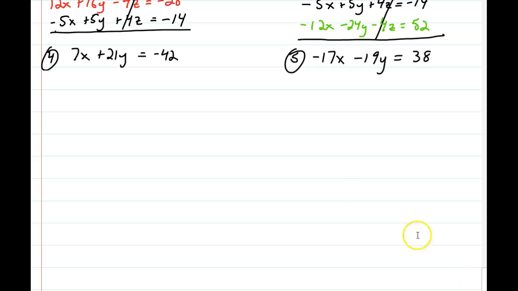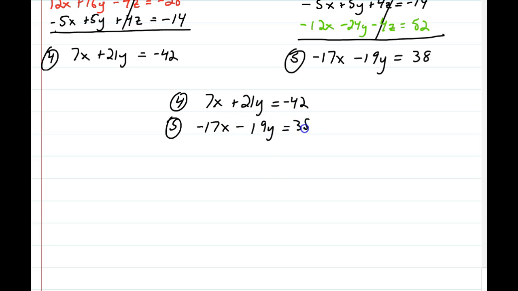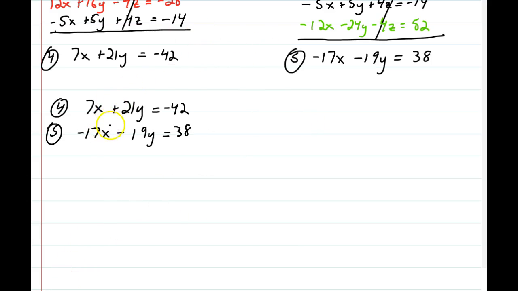So now working with these, unfortunately I don't have any really nice numbers here, so I'm just going to get rid of the x's because they're smaller. Let me rewrite it this way so you can see what I'm talking about. So I'm going to have 7x plus 21y equals negative 42, and negative 17x minus 19y equals 38. Alright, so the easiest thing to do here is pick a variable, either x or y. So since x has smaller numbers, I'm going to multiply the top by 17, and I'm going to multiply the bottom by 7. They're already positive and negative, so I don't need to worry about that.